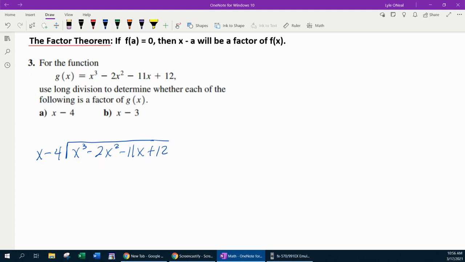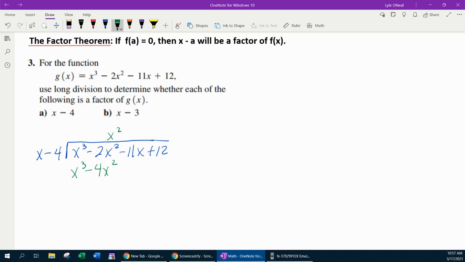First things first, ask yourself, what would I multiply x by to make x to the third? And whatever that is, that's going to be the first term of your quotient. So that's going to be x squared, and then we need to distribute. X squared times x makes x to the third, and these should always match because you designed it that way. Next, x squared times negative 4 is negative 4x squared.